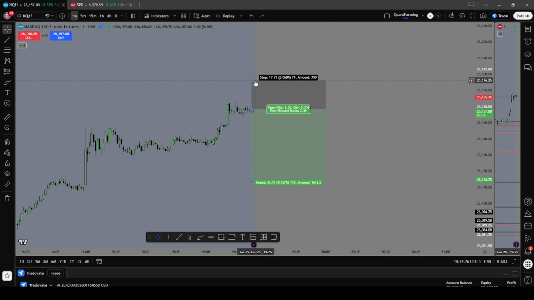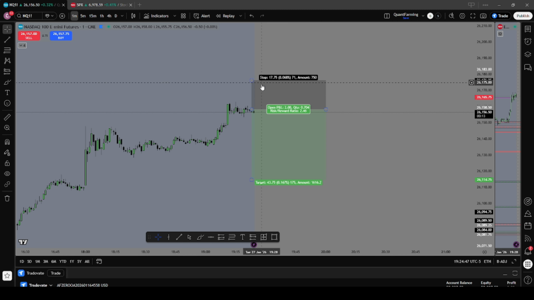Now, the same thing for the stop loss applies. If I were to have a stop loss here at 26,176, if price were to come up on this sell position and hit this price or hit this point on the chart, that means my position would be exited out, closed out for that loss.